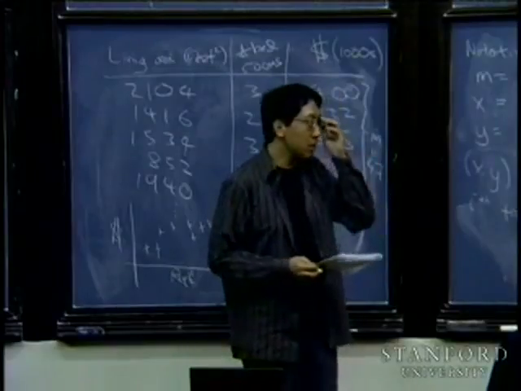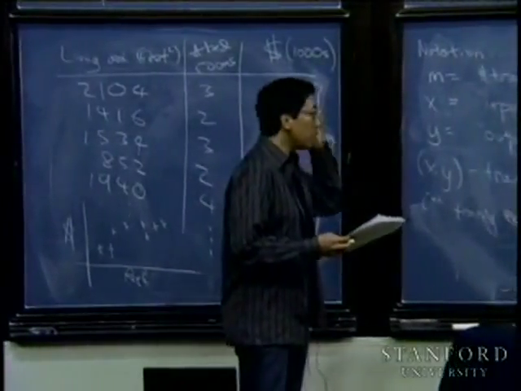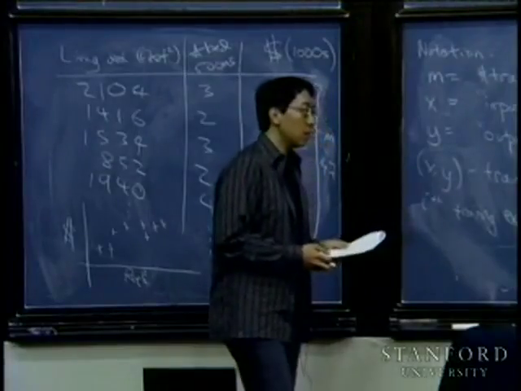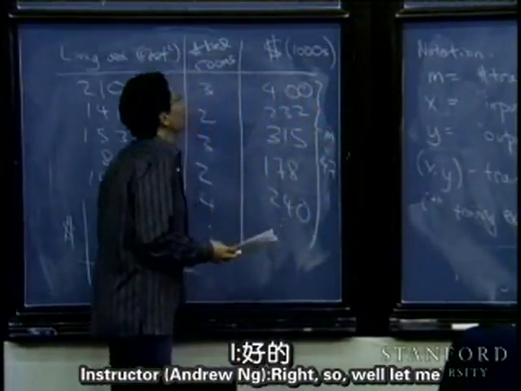Yeah. Theta is just a variable. It can be anything. Let's see. Rotation can be anything. Wait, say that again? Theta 0, theta 1. Yes, right. So, well, let me.